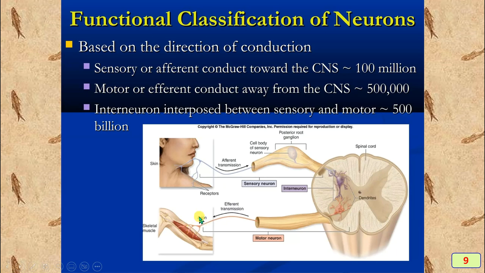it is carried along the axon to the neuron in the spinal cord, where it is processed, and a motor stimulus is carried out to the effector organ, especially to respond to that particular stimulus.